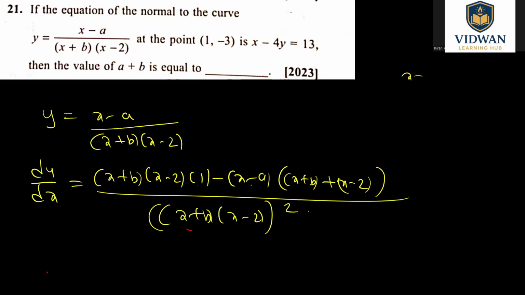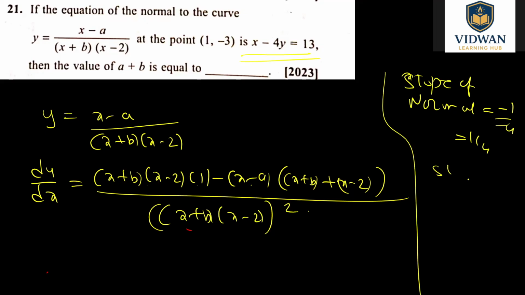And what is the slope of this normal? The normal given here has a slope equal to how much? The slope of this line is minus of x coefficient by y coefficient. So 1/4. For the given line, if you write the slope, you will get 1/4. So what should be the slope of the tangent equal to? Minus 4. So the slope of the tangent should be minus 4. So that means I have to equate this value with minus 4 at (1, -3). When I write dy by dx at (1, -3), I'll have to put x as 1. So then this will be 1 plus b into 1 minus 2.